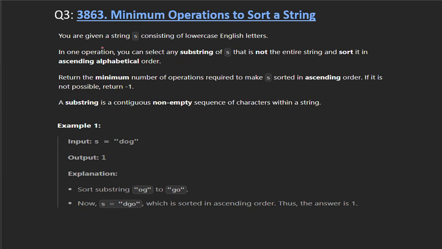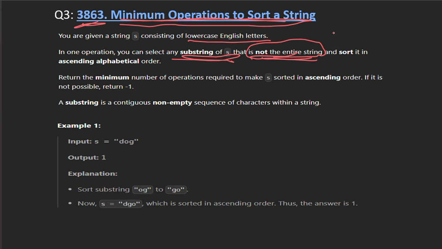Question number 3 is LeetCode 3863, that is minimum operations to sort a string, right? In this question we are given a string s which consists of lowercase English letters, and what we can do is in one operation we can select any substring of s, meaning any smaller part of s which is not the entire string. That means we can't select the entire string. Suppose this is a string, we can select a smaller part of the string, and then we can sort that substring in ascending alphabetical order.